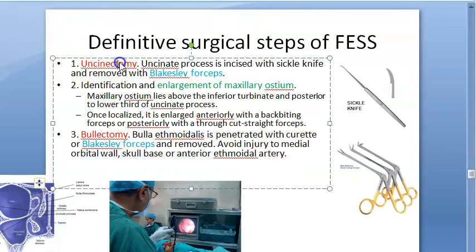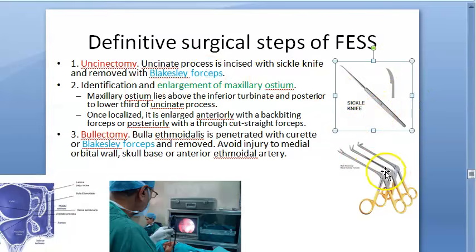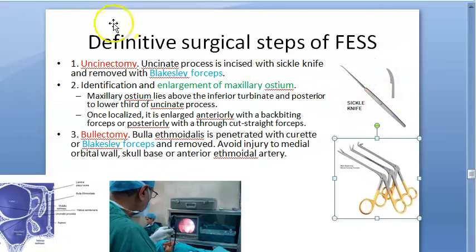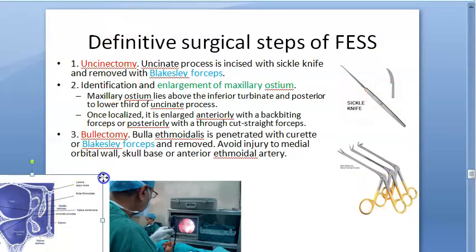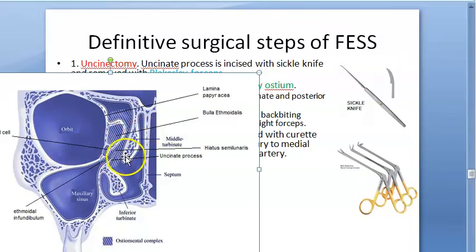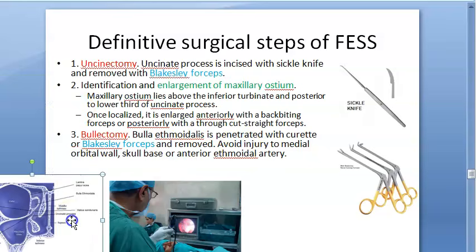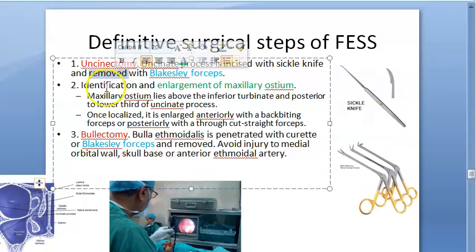So guys, first of all, they will do an uncinectomy. With what? With the sickle knife and with a Blakeslee forceps. Okay, this is the sickle knife and this is the Blakeslee forceps. With that, they are doing an uncinectomy. So first of all, what are they doing? Uncinectomy. This uncinate process is incised with the sickle knife, and it is removed. They are removing this uncinate process.